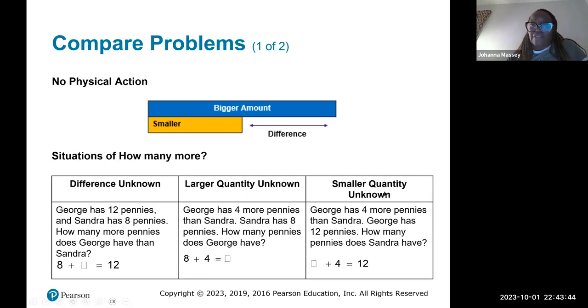Then you have smaller quantity unknown. George has 4 more pennies than Sandra. George has 12 pennies. How many pennies does Sandra have? So that's when you're trying to figure out the smaller quantity. Okay, so I'll give you a chance to copy this in your notebook as well. Again, compare problems, there's no physical action going on. You're just comparing the two.